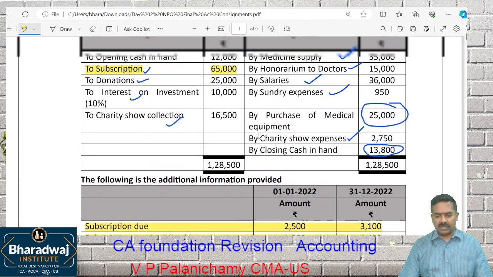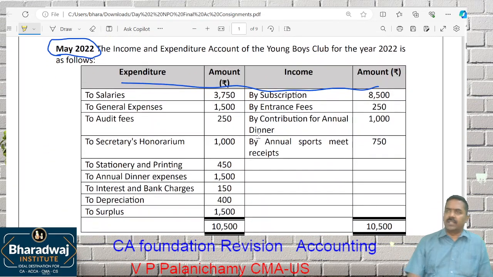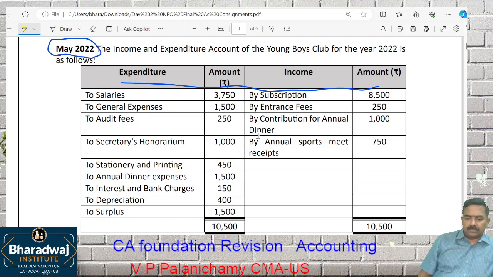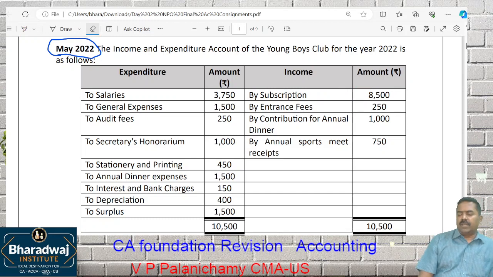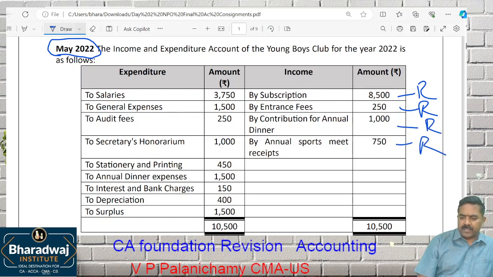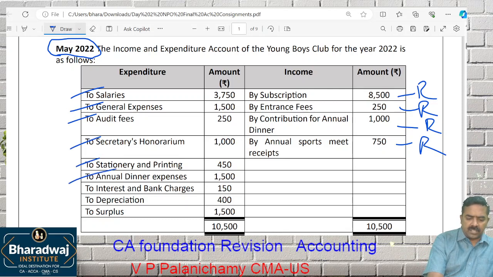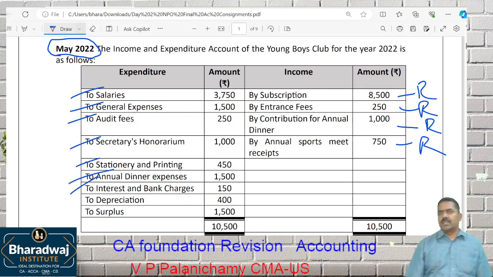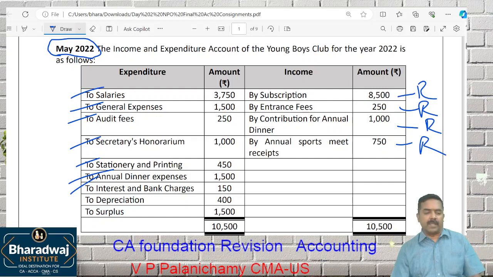Come to page number 1 of the handout. Second question. We are given the income and expenditure account. Subscription we have to work out and show on the receipt side. Entrance fees also will come on the receipt side. Contribution for annual dinner, receipt side. Annual sports meet receipts will be on which side? Of course, receipt side. All salary, general expenses, audit fee, secretary salary, stationery, annual dinner expenses, interest and bank charges will come on which side? You have to work out the payment and show it.